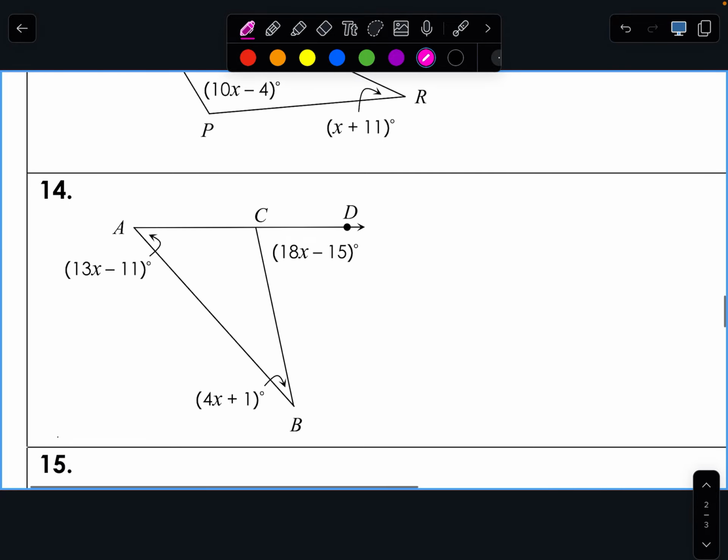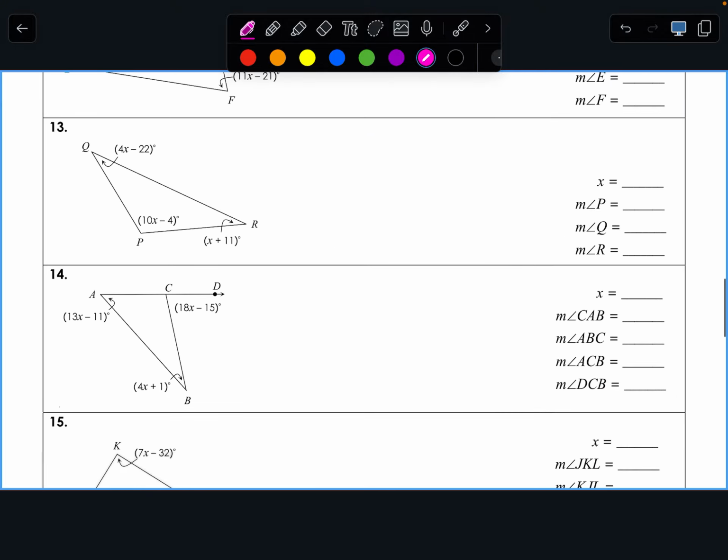So just because it has algebra doesn't mean that it's any harder. You just got to solve for x. And then does it ask me to substitute it in? It does. Look, it's asking me after I find x. Then I just need to solve for the four angles that I'm being asked for.